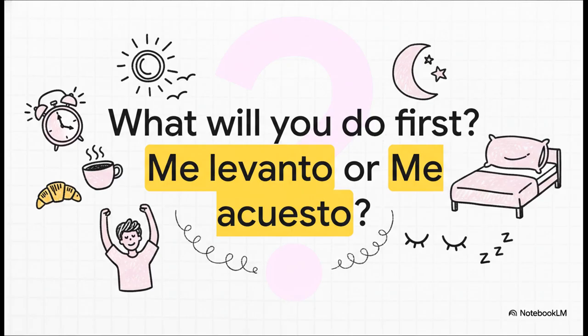From now on, every time you see a verb with se, don't just see a grammar rule. Ask yourself, is this a mirror? Is this an emotional change, or is this a secret new meaning just waiting for me to unlock it?